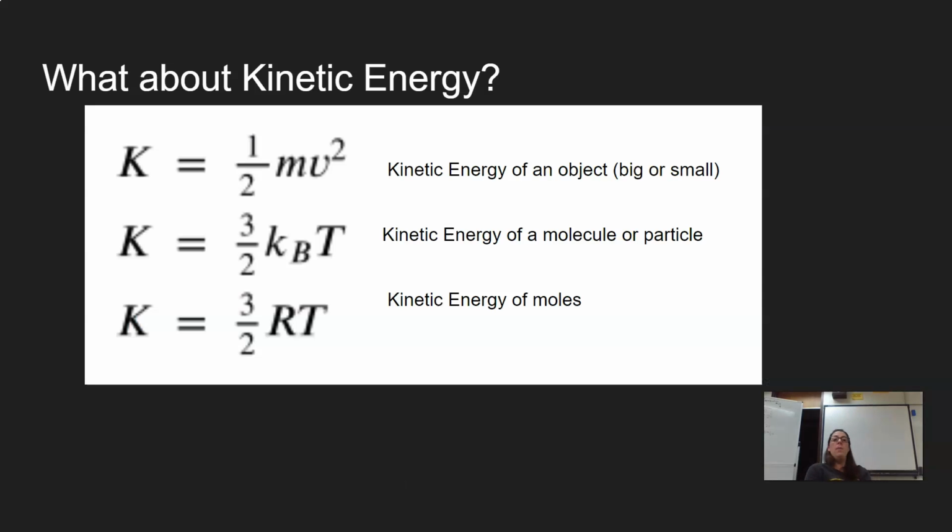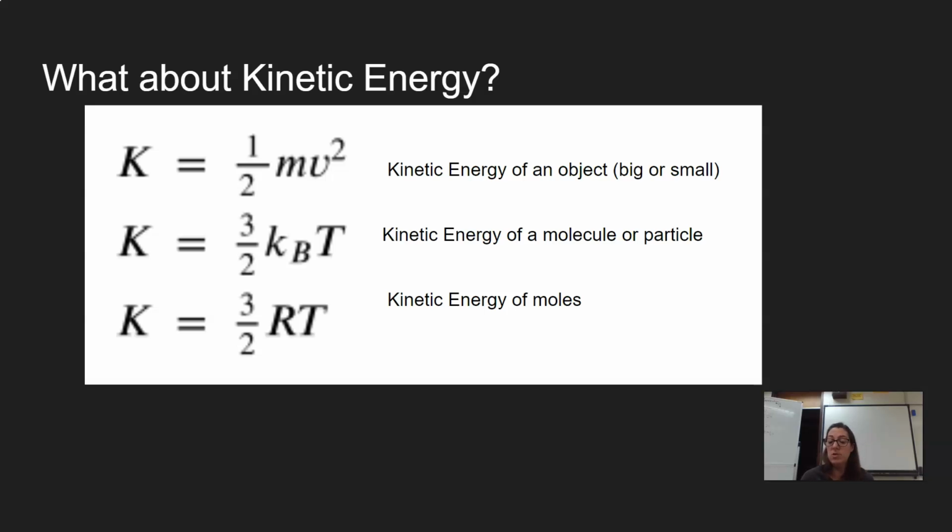All right, so what about kinetic energy? Mr. Mark spent a lot of time talking about kinetic energy, and he came up with 3 equations. One is a reminder from last year when we were talking about any object that's moving. It's got a kinetic energy. It's 1/2 mv squared. This could be for a big object like a car or a small object like an atom. And then he gave us the next equation, which is 3/2 times Boltzmann's constant times the temperature. So our kinetic energy is proportional to the temperature. And that would give us the kinetic energy of a molecule or a particle, something really, really small.